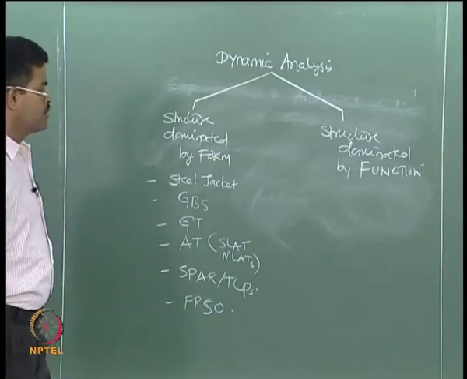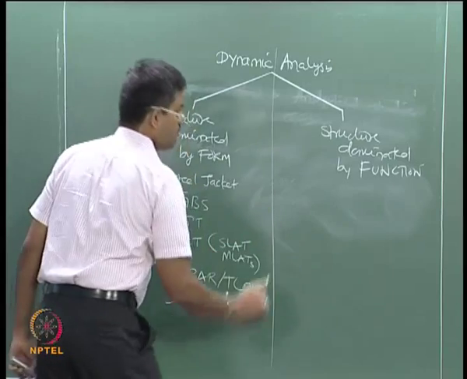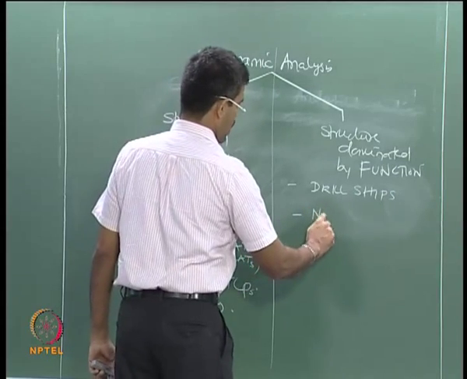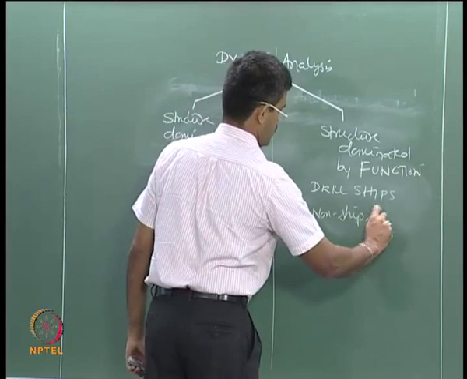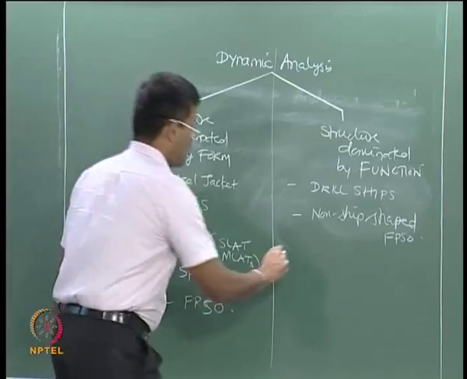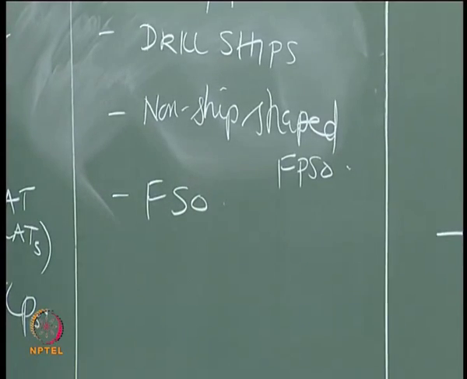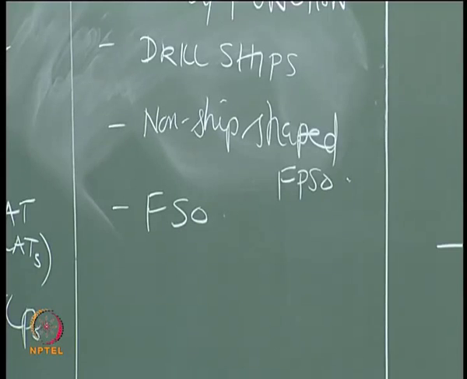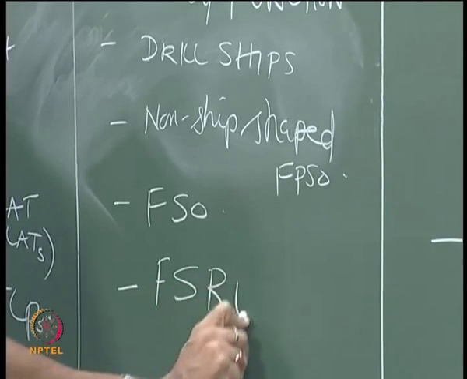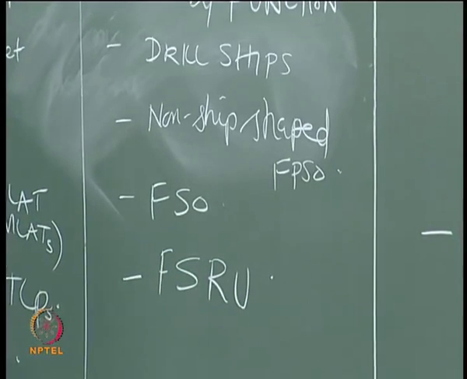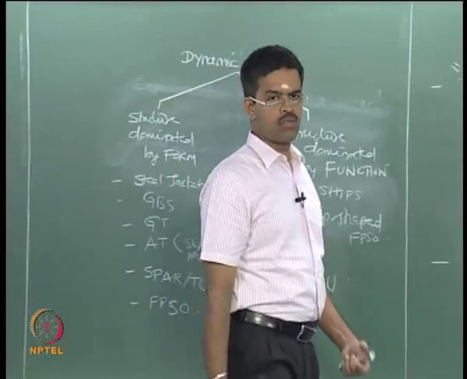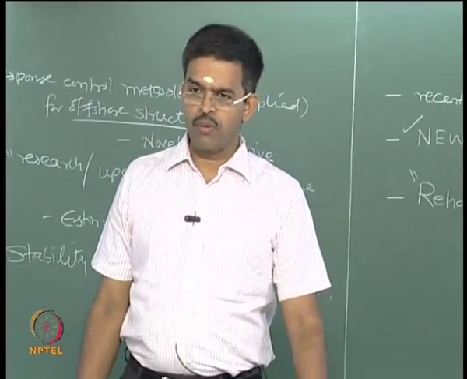and so on. Talk about structures related to function, we can say drill ships, non ship shaped FPSOs, of course FSOs, and of course now floating FSRUs, floating storage regasification units, because regasification has become a very important aspect in offshore oil production.